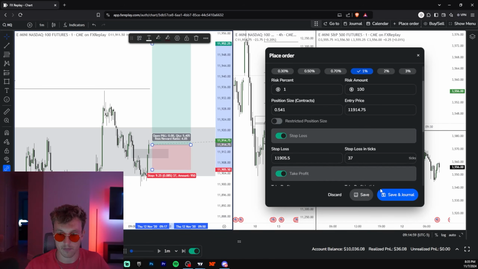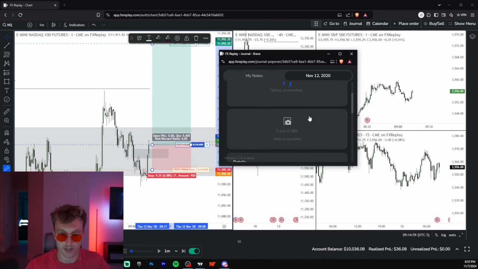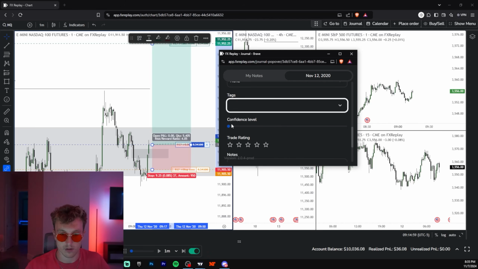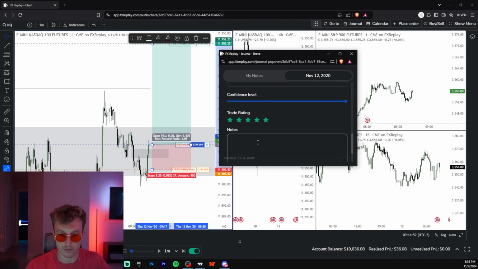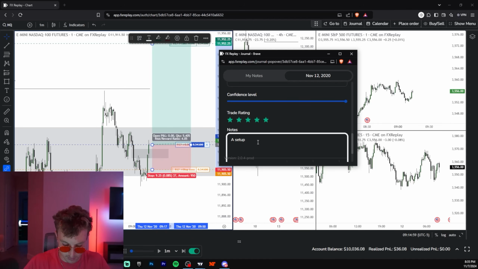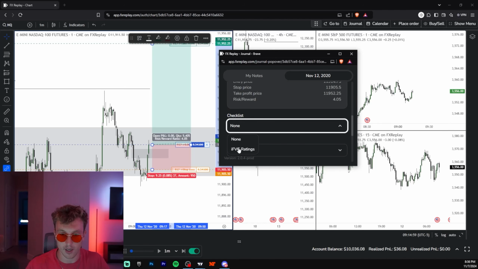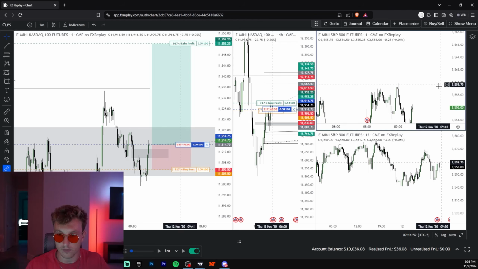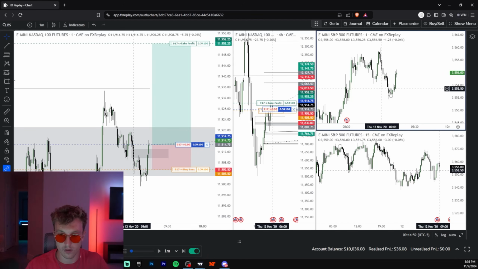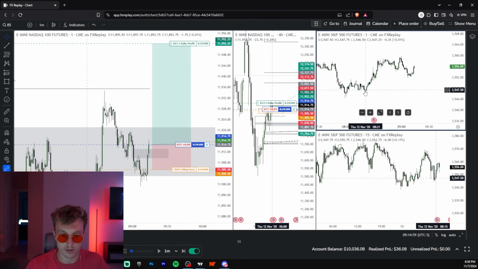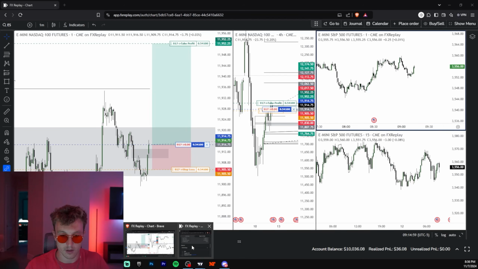Buy market, save and journal, screenshot, confidence level. I feel pretty confident about this one. And then I'll give it an A setup. There's not really delivery off of a clean PD array, so A setup, not clean. But good momentum. Then we can kind of checklist. Is there an SMT? No SMT, it doesn't look like.